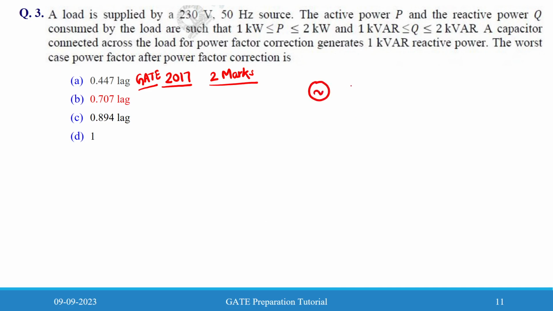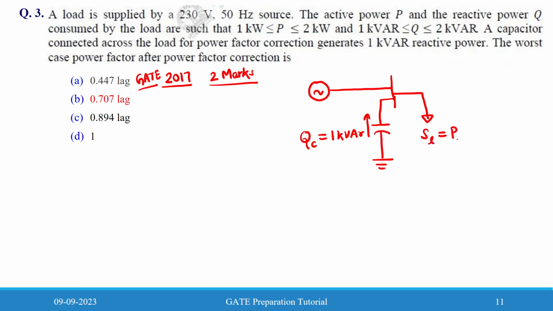So we can assume that one generator is connected to a bus, where this reactive power compensation is happening, and this QC is 1 kVAR. The active power P and the reactive power Q are consumed by the load. So here you have load SL equal to PL plus jQL, and this generator you can take as SG equal to PG plus jQG. This is being supplied. For the worst power factor after power factor correction, you just need to take care of the limit only.